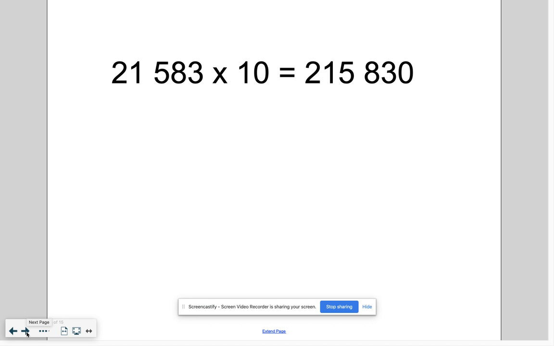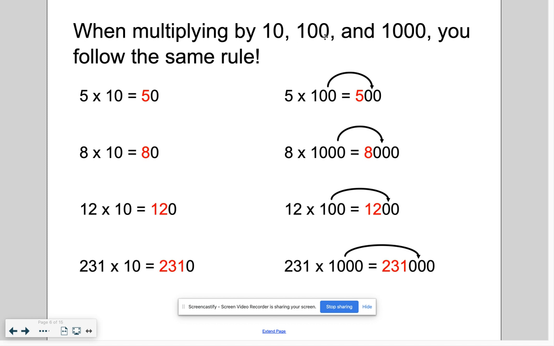But it also is true for any base. These are called base 10 numbers, a number that starts with 1 and has zeros after it. So a number like 10, 100, and 1000, you do the same thing. The only difference is you add zeros onto your answer depending on how many zeros you are multiplying by. So for example, in 5 times 10, I have 1 zero in my 10. I add 1 zero to the 5, which gives me the answer 50.